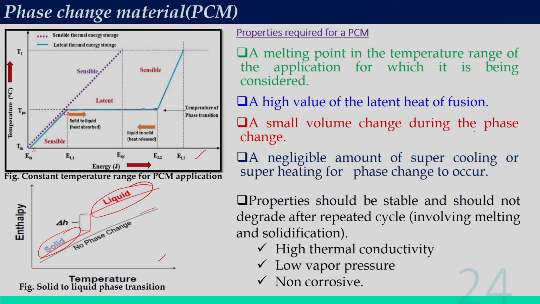A small volume change during the phase change is important, because if we make a tray and if the volume change is taking place significantly, then it will be very difficult to accommodate. So this is one of the very important properties of a phase change material.